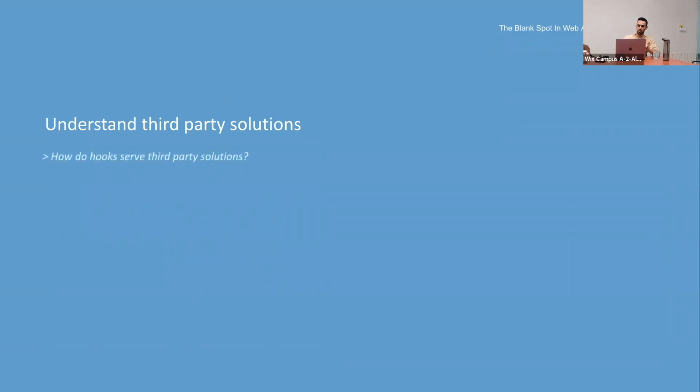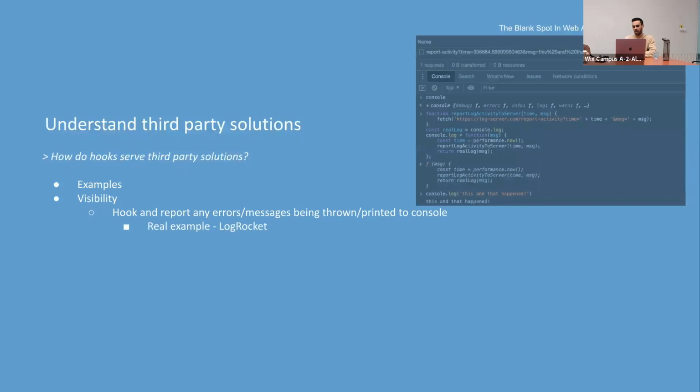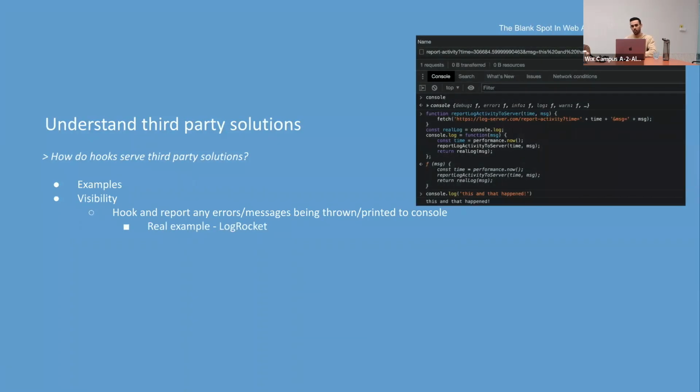So now that we understand what monkey patching is, it's important to understand, in our specific context, how it allows us to create third-party solutions for security and visibility. Let's give a few examples. In terms of visibility, for example, you can use monkey patching to hook into the reporting action of errors or messages and stuff like that. A real example of that would be LogRocket. That's something they actually do. And it looks a little bit like this. I do want us to understand this example because we are going to talk about it later on.